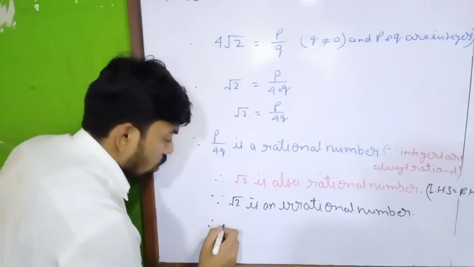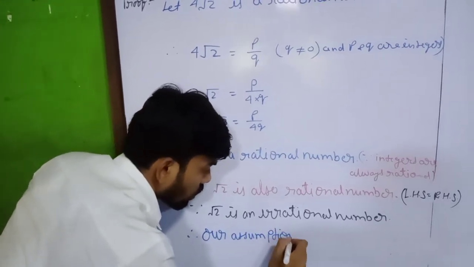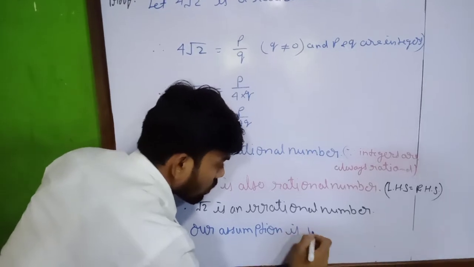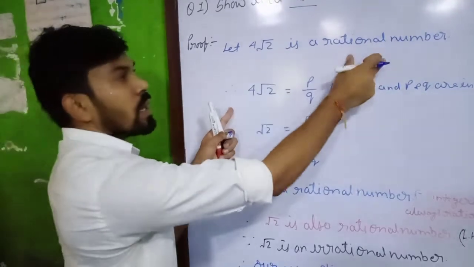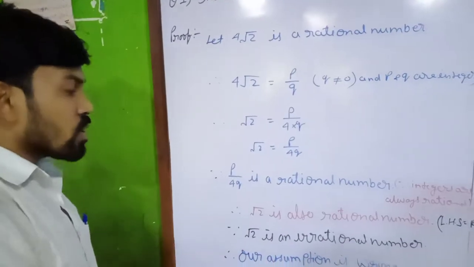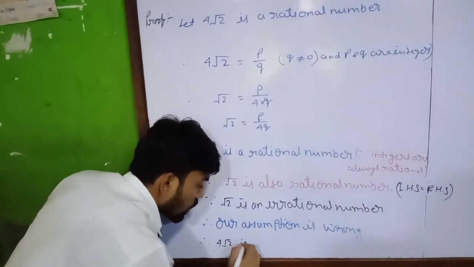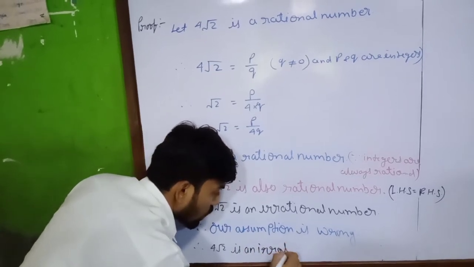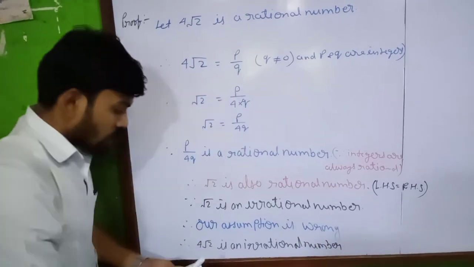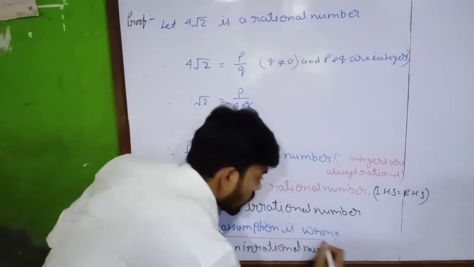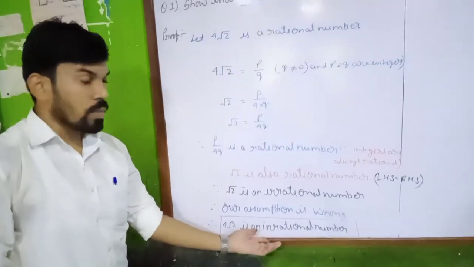Therefore our assumption is wrong. Therefore our assumption that 4 root 2 is a rational number is wrong. If our assumption is wrong, that means 4 root 2 is an irrational number. Yes, if our assumption is wrong, we can say we got our proof that 4 root 2 is an irrational number. Got it?